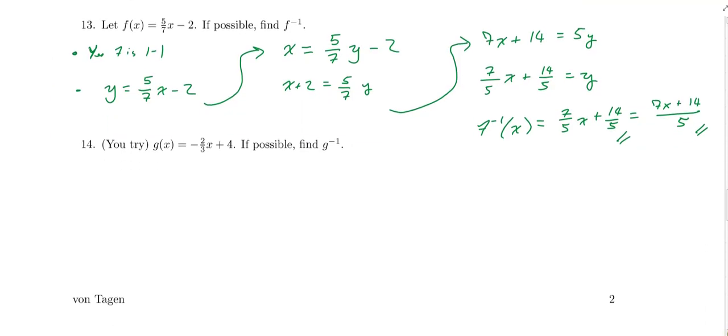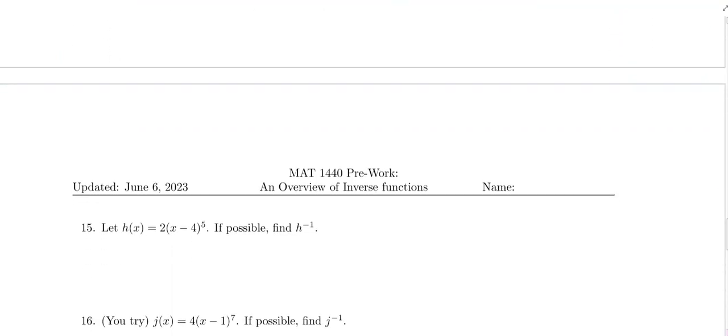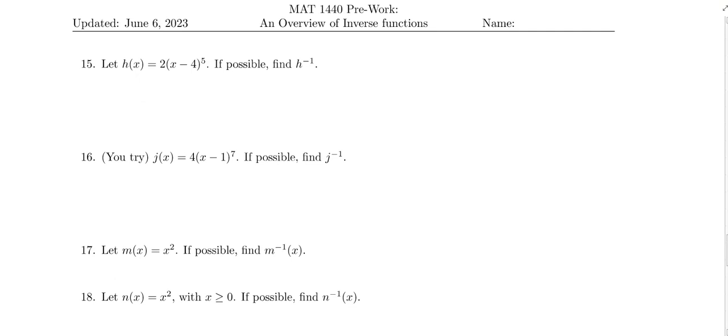So hopefully you found the inverse of that. If you had any problems with that, please let me know in class or come by and see me in office hours. So let's do another one.